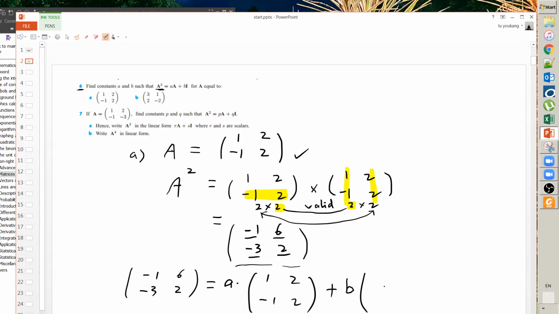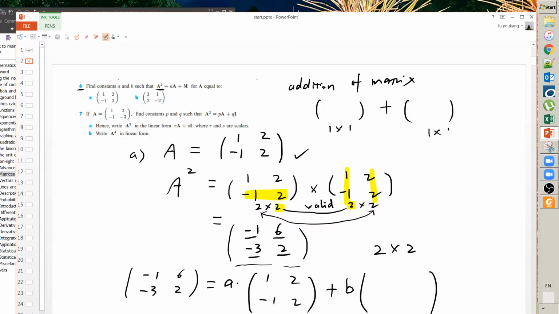So what do you think? Your identity matrix has to be a 2 by 2 matrix as well, right? The reason is for addition of matrix. In order for the addition to be valid, you are supposed to have a matrix of the same order. So if this is a 1 by 1, this has to be 1 by 1. If this is a 2 by 2, this has to be 2 by 2 as well, for the addition of matrix to be valid. So therefore this is a 2 by 2 identity matrix. What is your identity matrix? Can you still remember? 1 0 0 1. Yes, you're right.